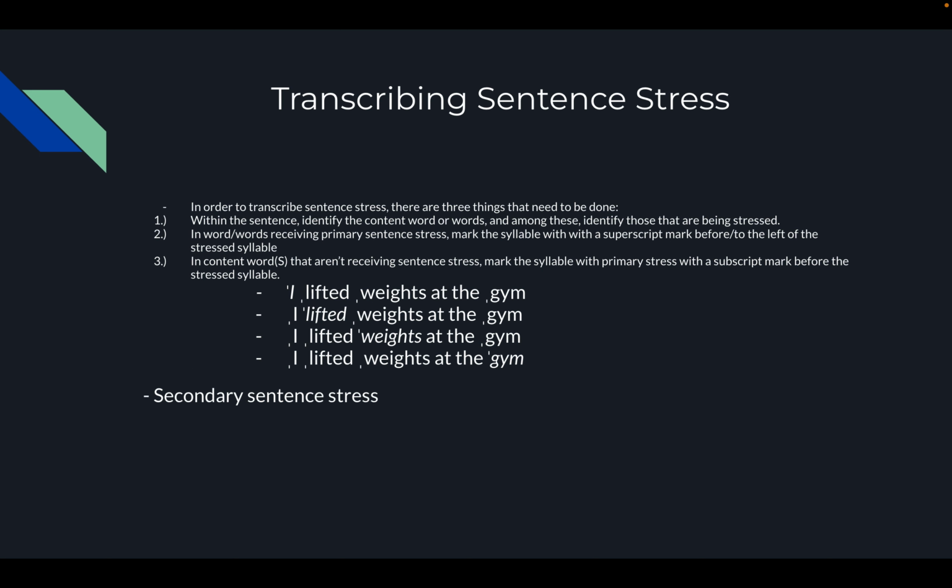Transcribing sentence stress. In order to transcribe stress, there are three things that need to be done. One, within the sentence, you must identify the content word or words, and among these, identify those that are being stressed. For a word that is receiving primary sentence stress, mark the syllable with a superscript mark before, or to the left of, the stressed syllable. Also above, I meant to add, but that is a superscript mark.